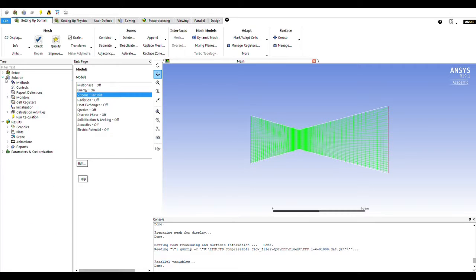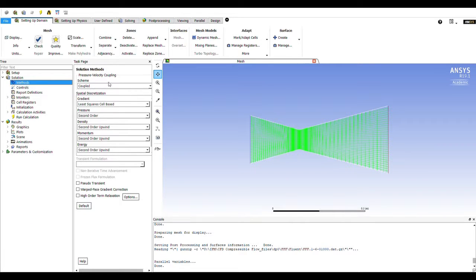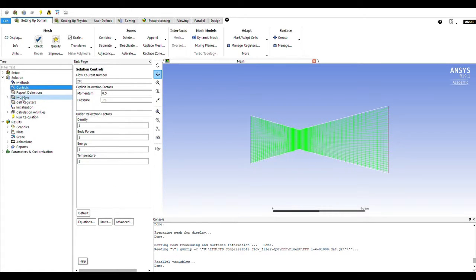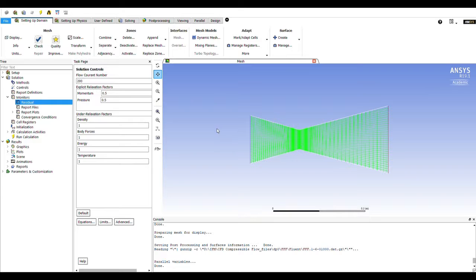The next big step was to go into solution methods, and I changed it from simple to coupled, which was what was suggested for a compressible flow inside a converging diverging nozzle for Mach numbers under 3. The next step was to turn on the residual monitors, and also I had created a report plot as well.